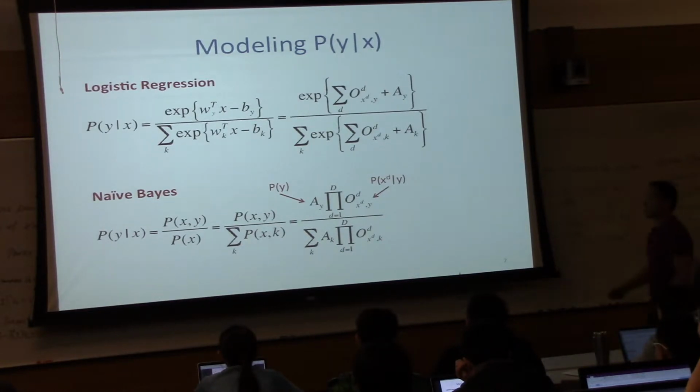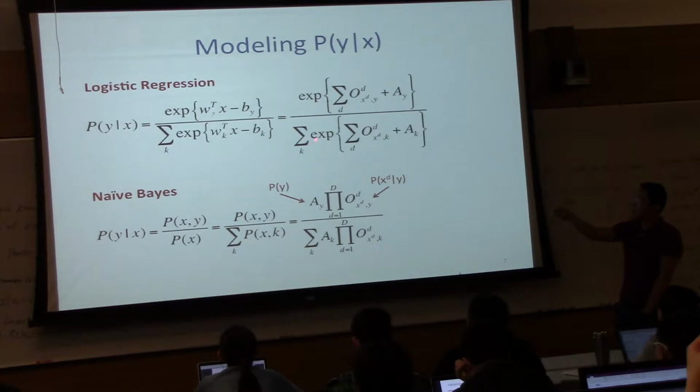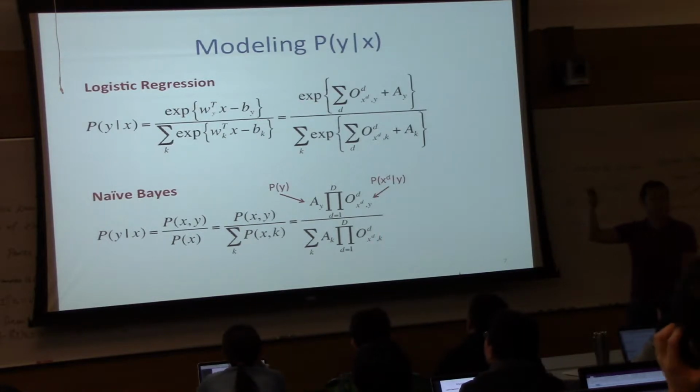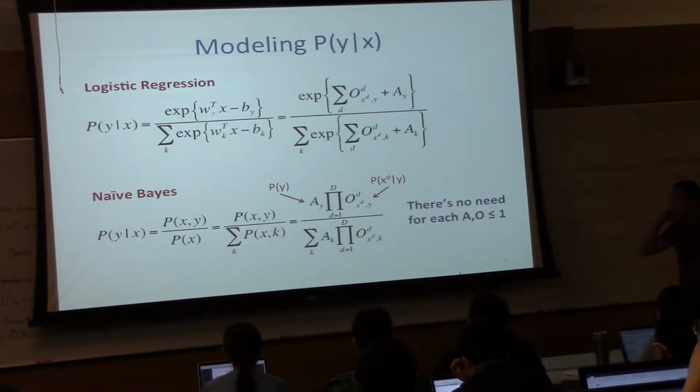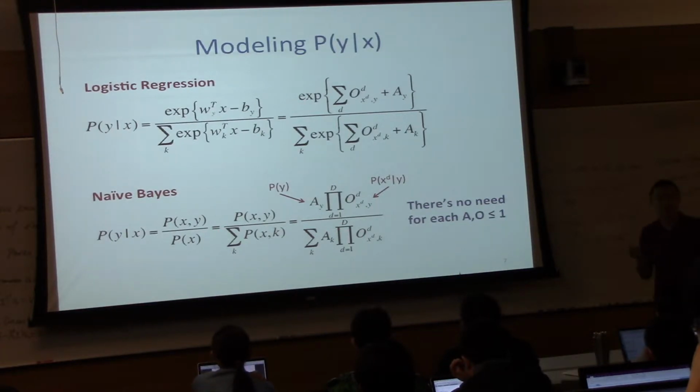Okay, they still look pretty similar, right? Because this summation is the same in the denominator. This term corresponds to this term. And these terms correspond to these terms. They still look very similar, right? So maybe the interpretation still holds. However, in naive Bayes, because we're modeling a joint distribution, each of these terms is constrained to be no greater than 1, between 0 and 1, right?